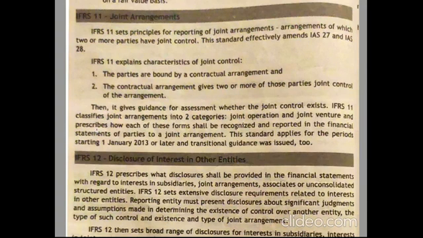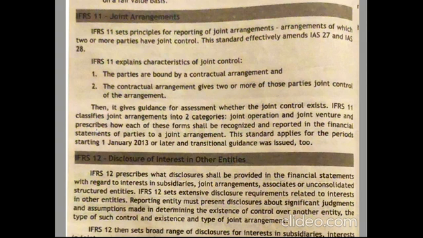IFRS 11 Joint Arrangements. So IFRS 11 sets principles for reporting of joint arrangements of which two or more parties have joint control. So when you are getting into a business where you have made an agreement between two parties to start up your business, who have the same assessment or same aim to accomplish, then you get into a joint business with two or more parties in order to achieve the same goal.